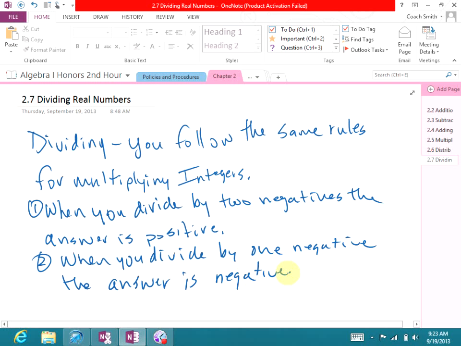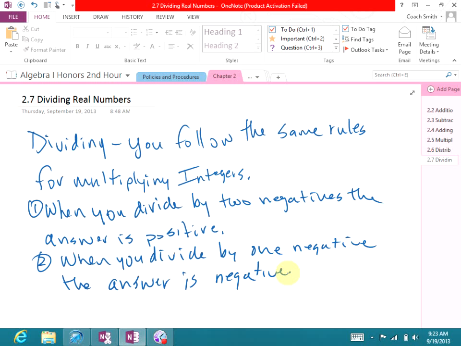Just like multiplication, it doesn't matter which number's larger, it doesn't matter any of that. Okay, it's just a matter of the number of signs that you have. You could have positive 1 million divided by negative 2, and you're still going to get a negative answer. It has nothing to do with the size of the number. It has to do with the number of negative signs that there are in the problem.